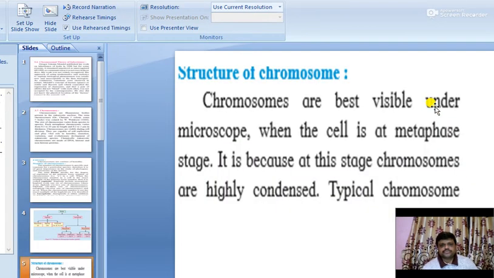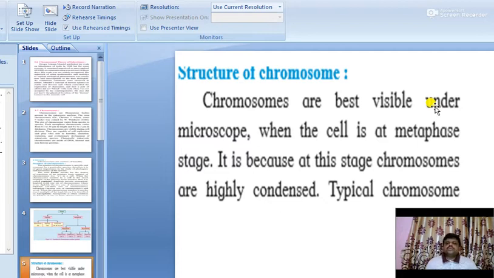Let us see one more thing, that is the structure of chromosome. Chromosomes are visible under the microscope. I have told you that chromosomes are visible only under the microscope. When the cell is at metaphase, these chromosomes are visible and appear complete in the metaphase only. It is because at this stage chromosomes are highly condensed.